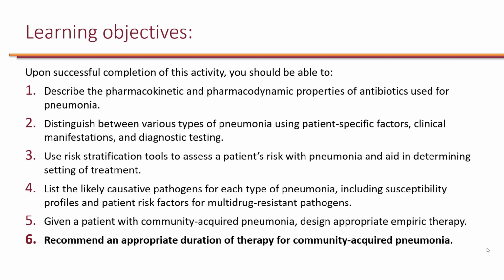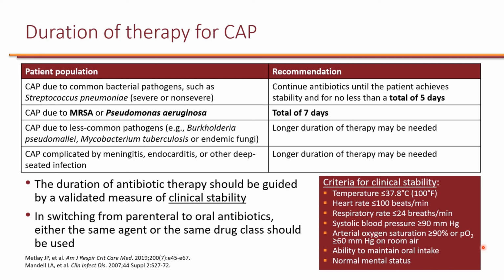Now let's recommend an appropriate duration of therapy for community-acquired pneumonia. Now, when it comes to duration of therapy for community-acquired pneumonia, it should be guided by a validated measure of clinical stability. In general, criteria for clinical stability, which are from the 2007 IDSA guideline, use things like vitals: temperature, heart rate, respiratory rate, systolic blood pressure, oxygenation of the blood, as well as ability to maintain oral intake and normal mental status. So these are the criteria you can use to see if the patient is clinically stable.